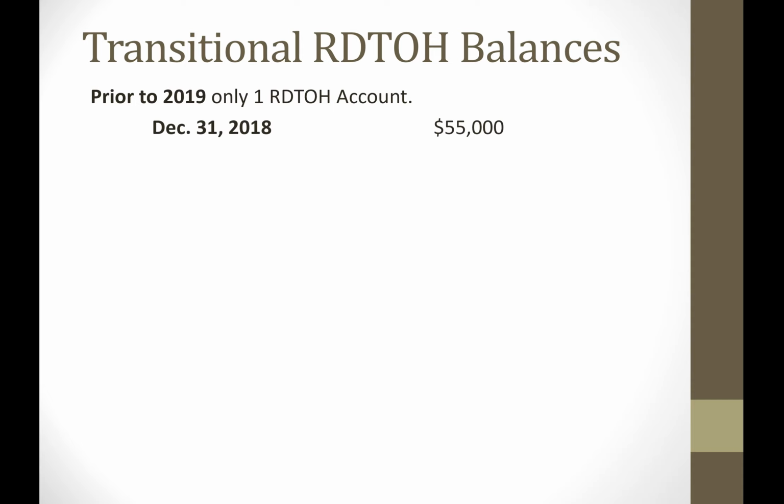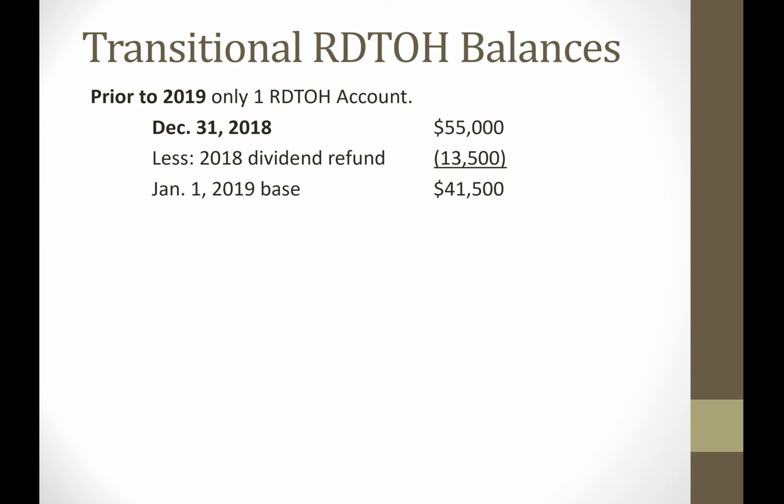At the end of 2018, Bowen Ltd had $55,000 in their RDTOH account. Now, the way that we calculate the RDTOH account is that we start off with the ending balance and then we subtract any dividend refund for that year. So in 2018, Bowen Ltd claimed a dividend refund of $13,500. So going into the beginning of 2019, their RDTOH account balance is $41,500. The ordering is always very important.